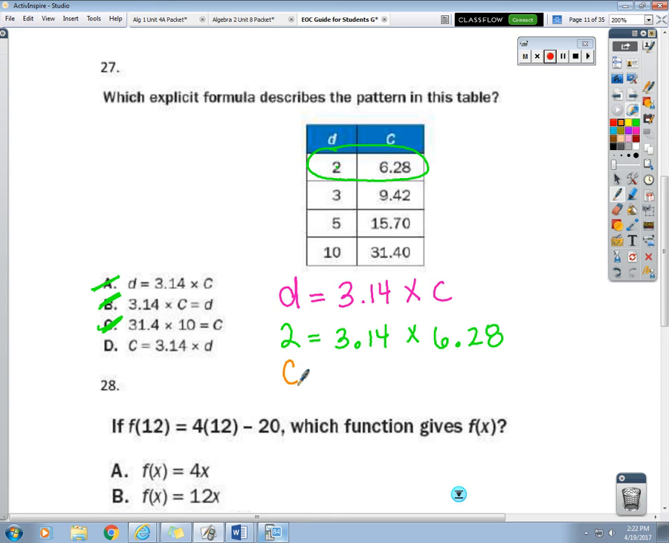D says that the C value equals 3.14 times the D value. Well, if you just focus in on that first coordinate, the D value is 2. The C value is 6.28. Does that make sense? Isn't 3.14 times 2 really 6.28? And think about it. Wouldn't 3.14 times 3 be that? And 3.14 times 5 is that? And 3.14 times that D value is that. So it's D.